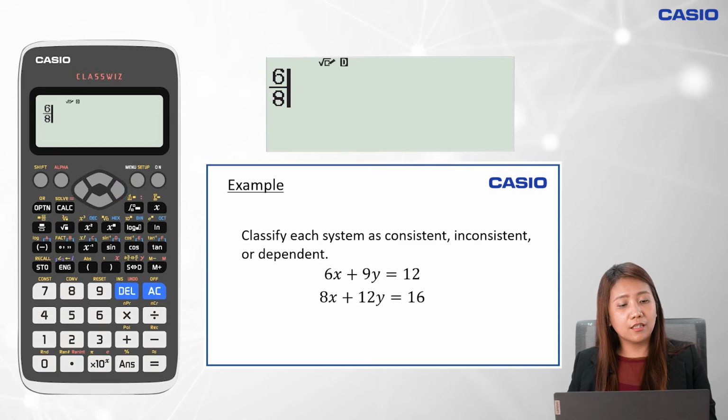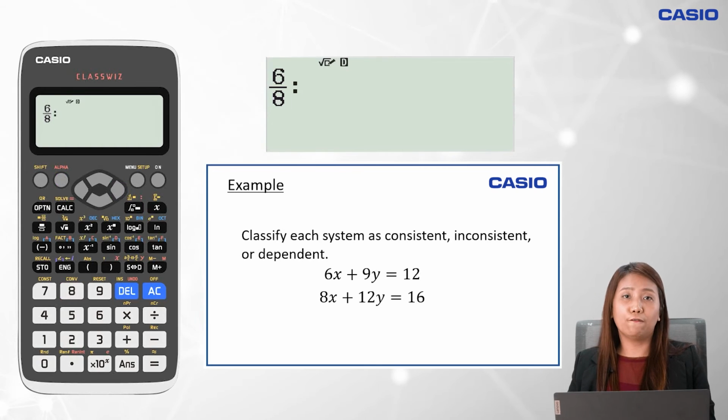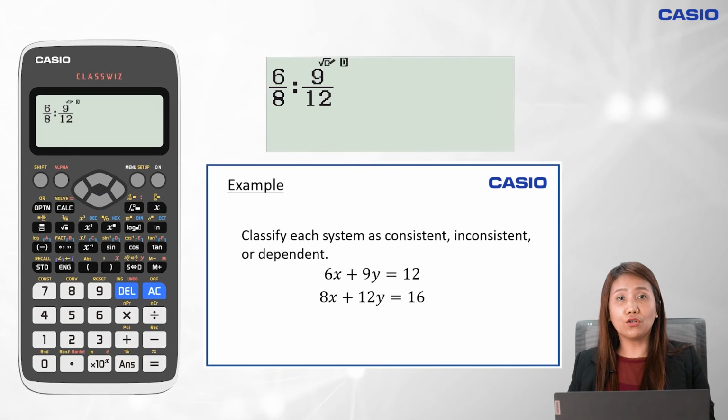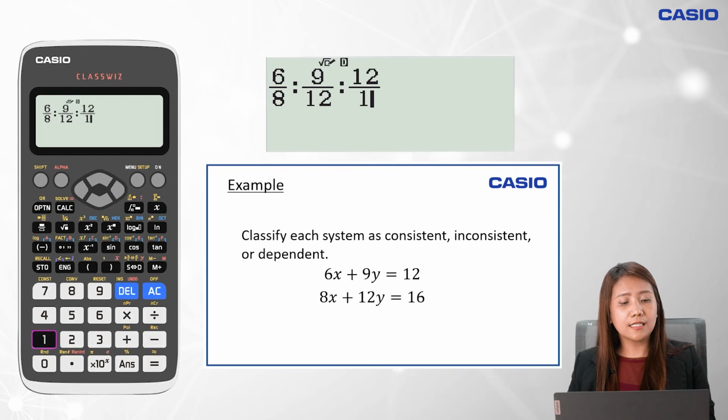Arrow right, alpha integral for colon, then we key in the coefficient of y. So the ratio for y would be 9/12. Let's key in 9, fraction, arrow down, and 12. This time, for the last ratio, the constant terms, we click arrow right, alpha integral for colon, and the ratio 12/16. So let's key in 12, fraction, 16.